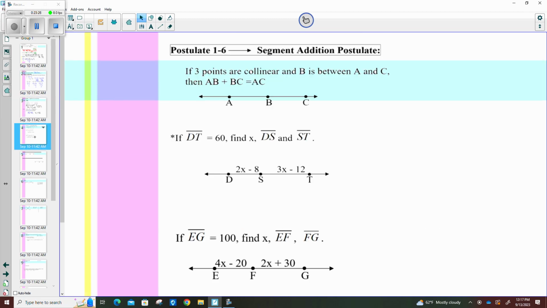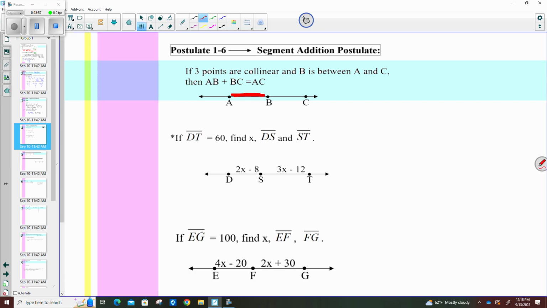Postulate 1.6 is the segment addition postulate, and it says, if 3 points are collinear, what's collinear mean? On the same line, thank you very much. 3 points are on the same line, and B is between A and C, then AB plus BC equals AC. I'm going to guarantee, without all the algebra words or the geometry words there, you would probably completely agree with me on this statement. I'm going to show you why.